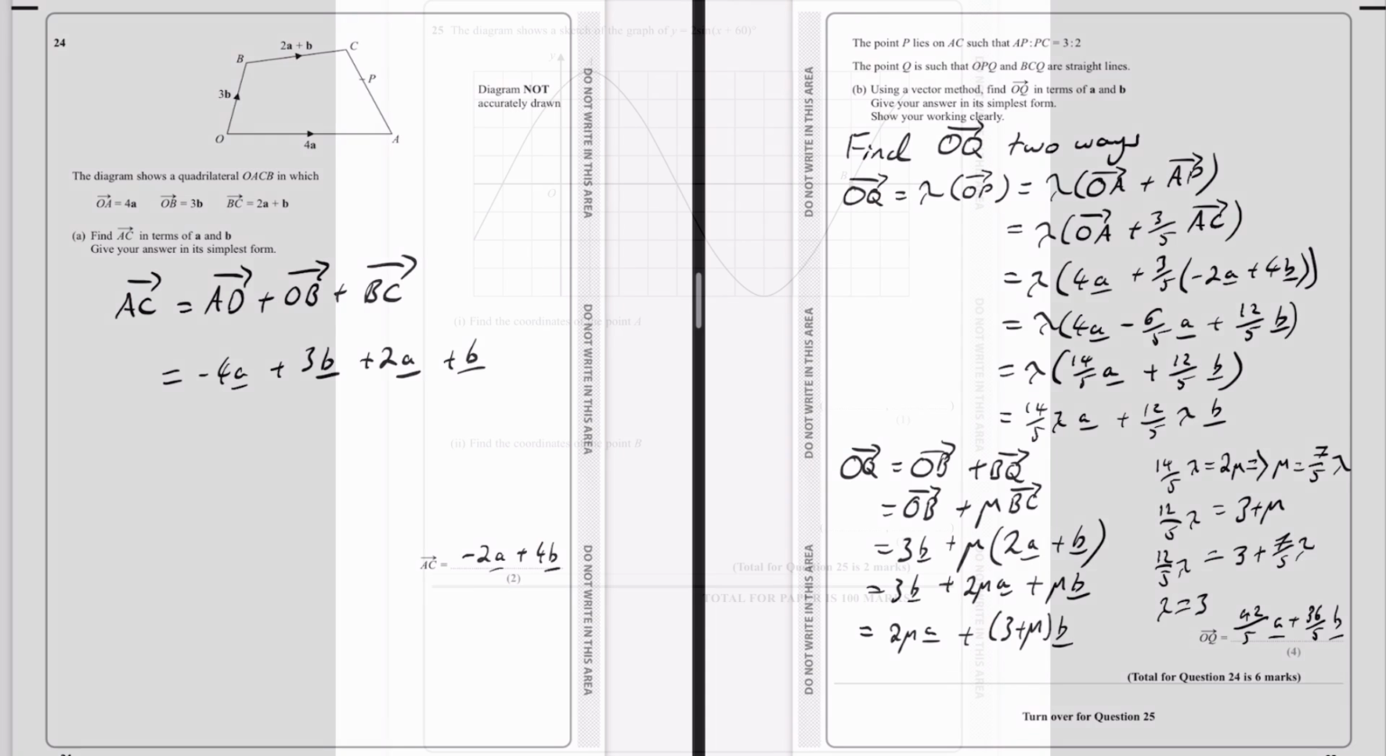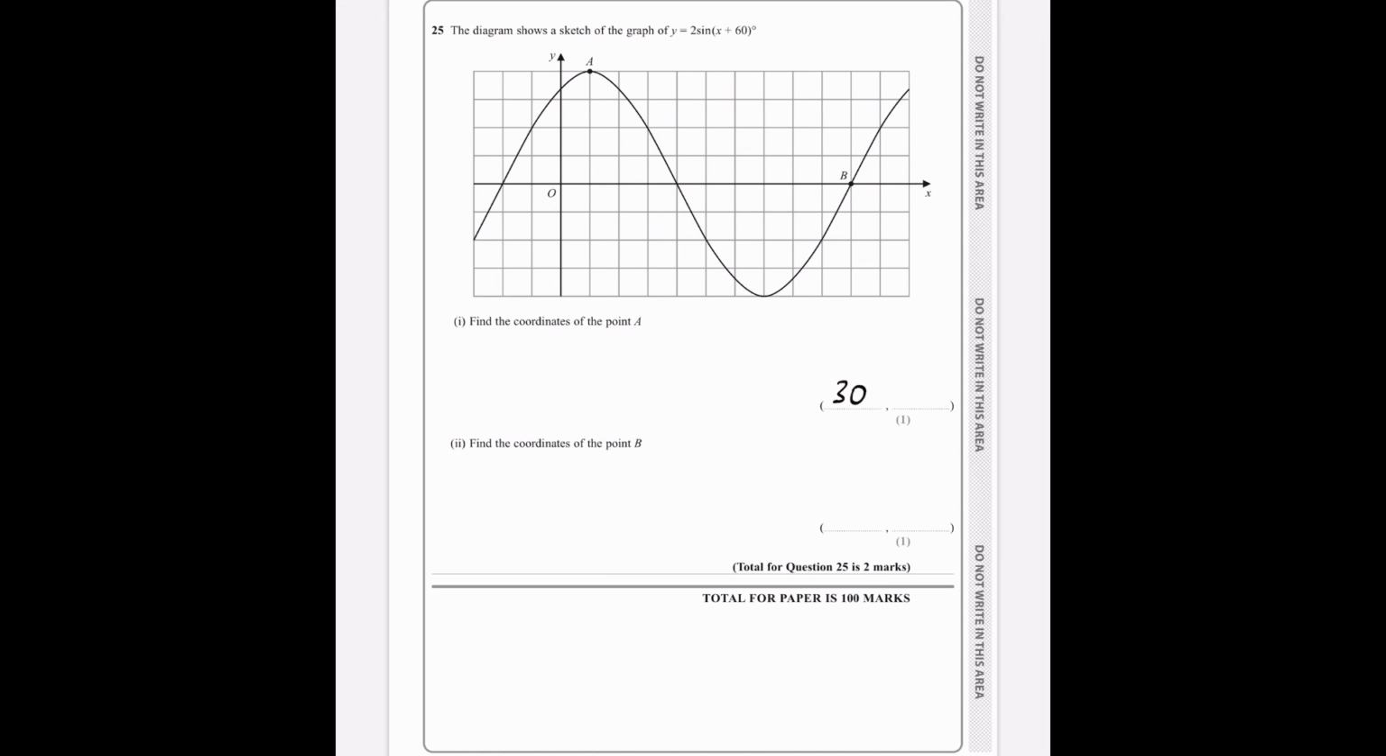For 25, you could just sketch the graph if you want. Anyway, the point A is going to be at 32 because the amplitude is twice as big, and B is at 300, 0.